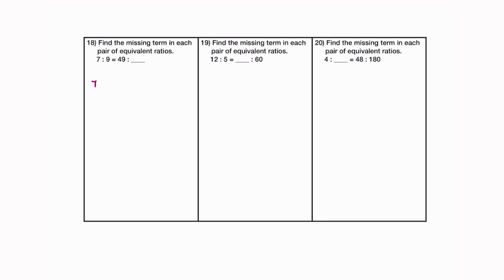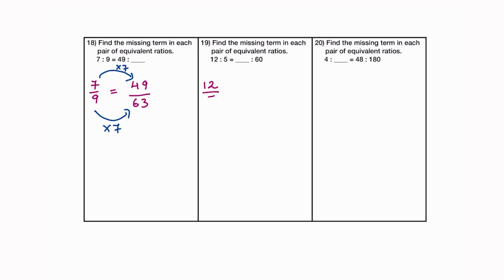So let's write our ratios here. 7 over 9 equals 49 over something, and that's what we are supposed to find. To do that, we need to know how to reach from 7 to 49. That is times 7. So if your numerator is multiplied by 7, your denominator should also be multiplied by 7. So 9 times 7 is 63. And it's done. So that's how you solve this kind of question.